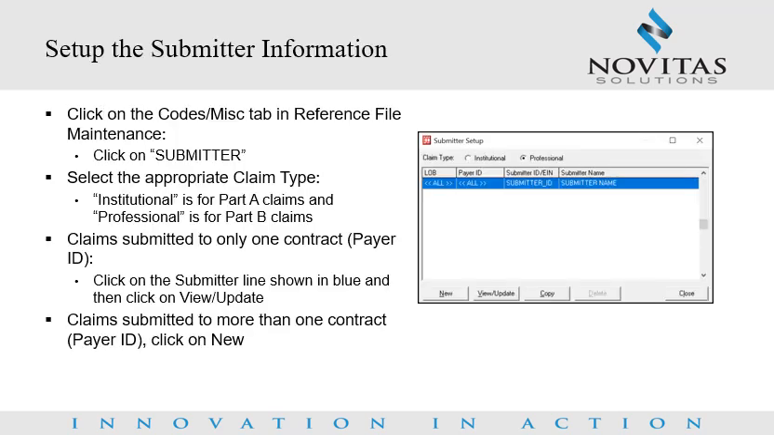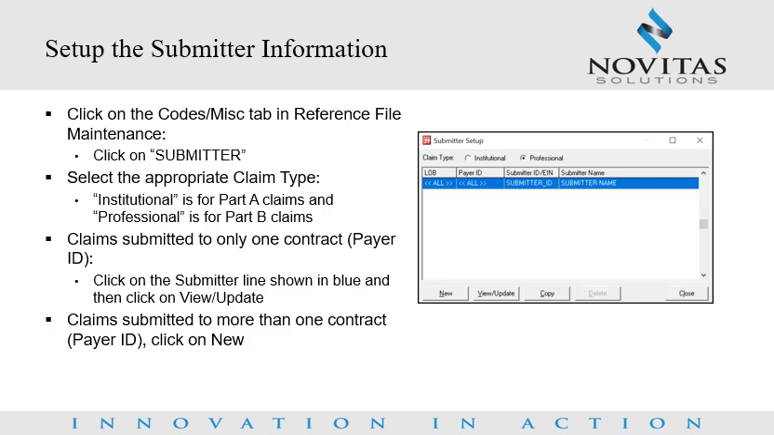Set up the submitter information. Now let's review setting up the submitter information. To do this, the provider clicks on the Codes Miscellaneous tab in Reference File Maintenance and then clicks on Submitter. The provider must then select the appropriate claim type, either institutional or professional. For our demonstration, we'll use professional throughout this module.